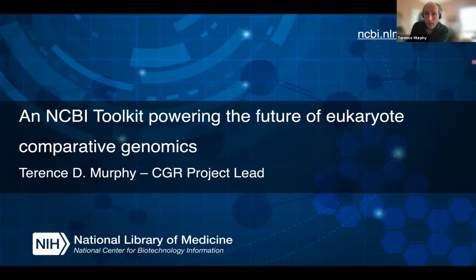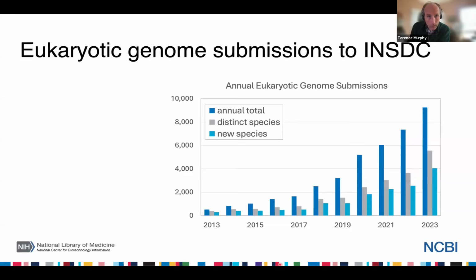Yeah, so thanks for this opportunity to talk about what we've been working on here. So I'm at the NCBI. I'm going to talk about this project we have called the Comparative Genomics Resource, which is really about trying to better support comparative genomics in eukaryotes. So I'm going to give you a little bit of background of what we're trying to accomplish.